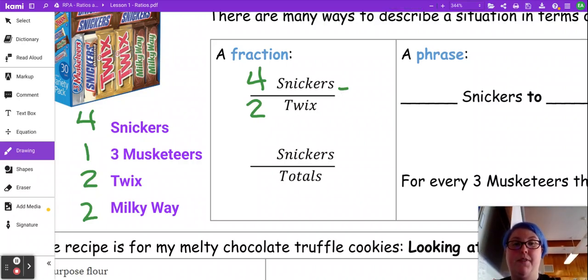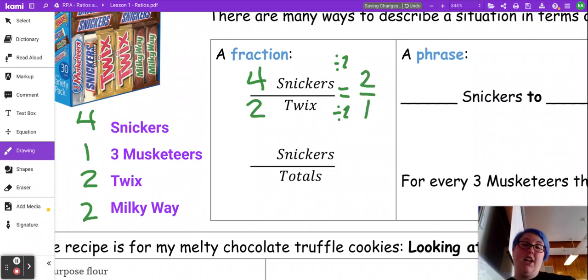Now we can simplify this by dividing each side by the greatest common factor 2. We get a 2-to-1 ratio. For every 2 Snickers, you're going to get 1 Twix. Now, I know that there are 10 candy bars total that we counted. So for every 10 total candy bars, 4 of them will be Snickers. For every amount, there is another amount.